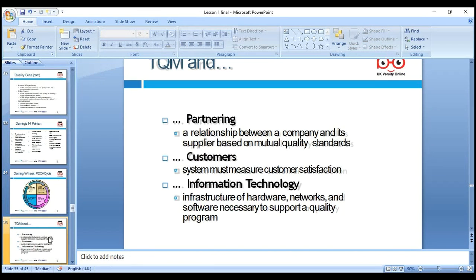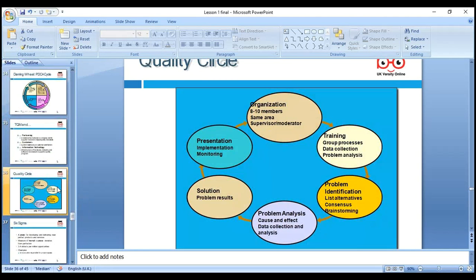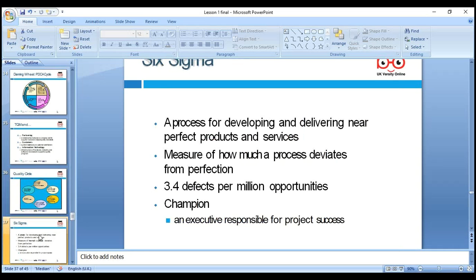So TQM, of course, we discussed, is total quality management. It involves a partnership between the company and its suppliers and customers, with the information technology network we need to create in our organization. The quality cycle we discussed is PDCA. Organization members work in the same areas with training. We know the problem, we can analyze the problem, we can find solutions. It is continuous. Six Sigma is a process of developing a perfect product and service with zero defects, or you reduce the defects. So Six Sigma is all about zero defects.